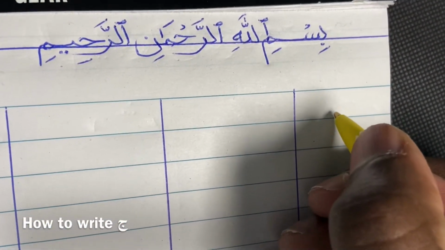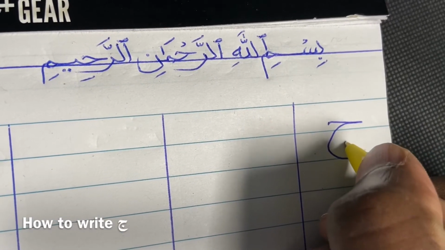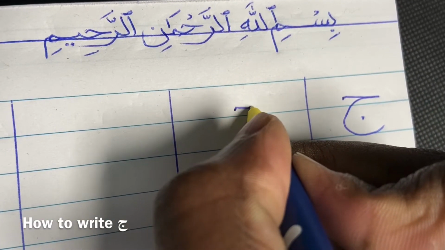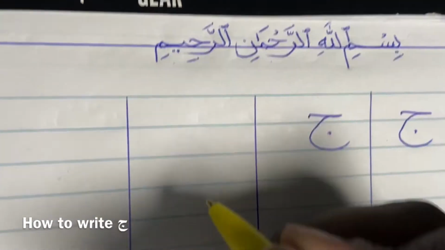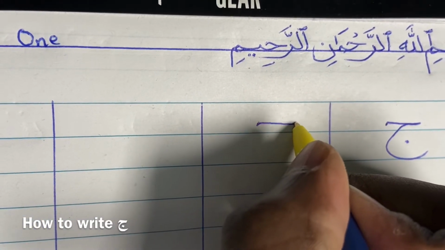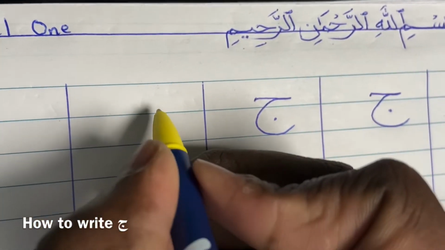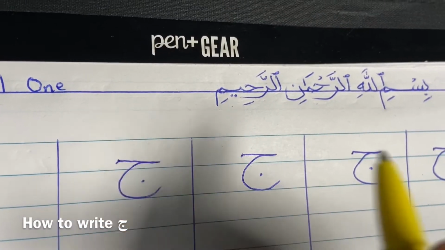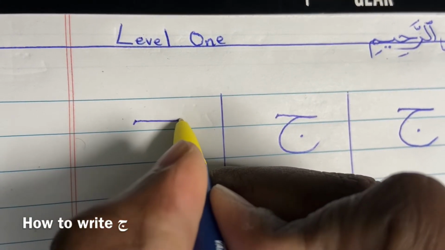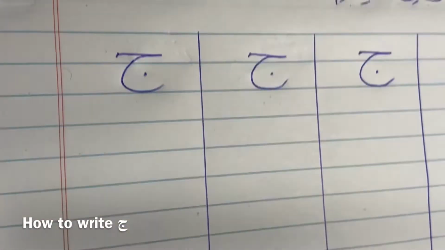So this is going to be the practice sheet that you guys will be receiving. Straight line, come back, down, and around. Jim. Straight line, come back, down, around. Jim. Straight line, come back, down, and around. Jim. Straight line, come back, down, and around. Jim.